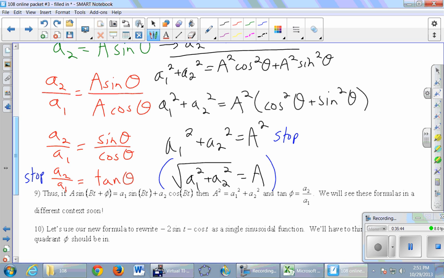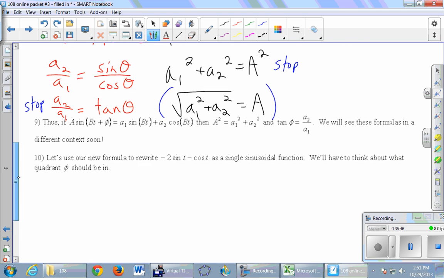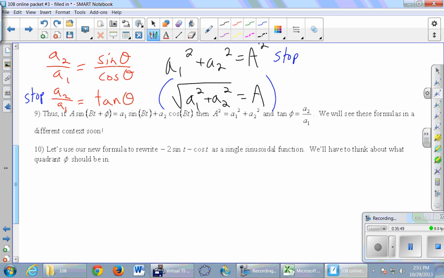Sometimes you have to be a little bit careful when you take inverse tangent, but we've got our two equations. And in fact, they're just written down here in number 9. It says if you start off with the givens that we did, then capital A squared is A1 squared plus A2 squared. That's here. And tangent of, no, I don't know why it changed to a phi. Let's just call it math magic. But tangent of theta is A2 divided by A1. Like I said, we'll see these formulas in a different context soon, but it's not too early to start being exposed to them.